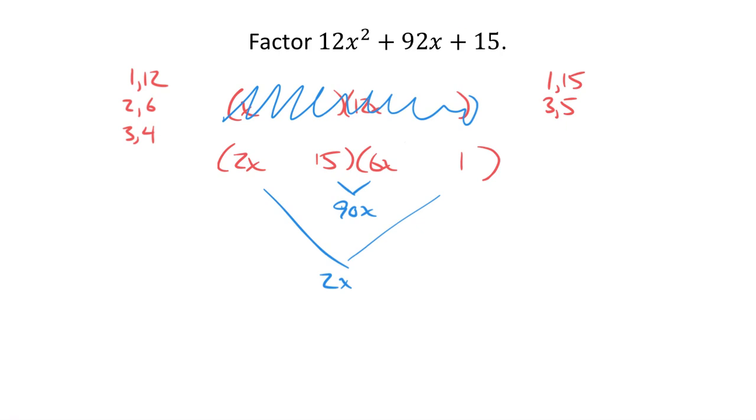Because, once again, we want them to add up to positive 92. If we do pluses with both of these, we get exactly what we want. So we would do a plus here with the 6x plus 1 and 2x plus 15. And it gives us the 92x in the middle. One more example.